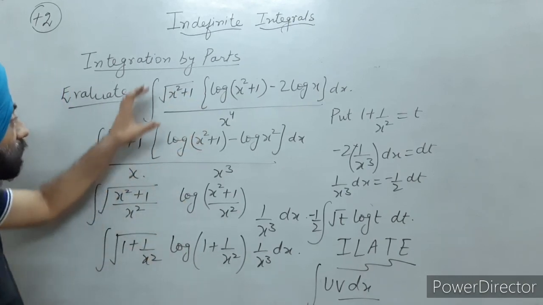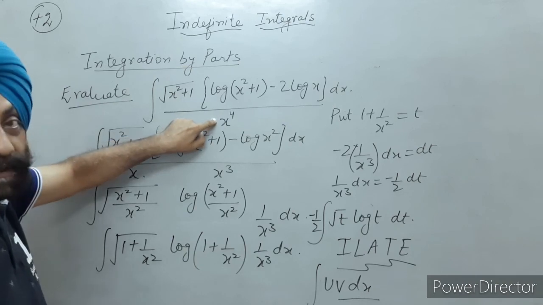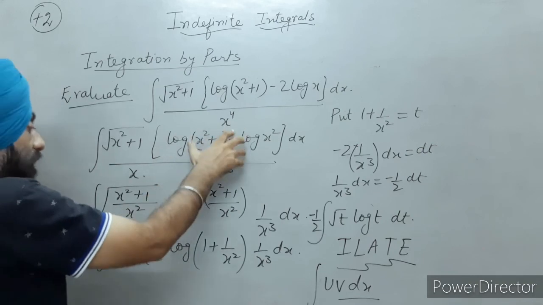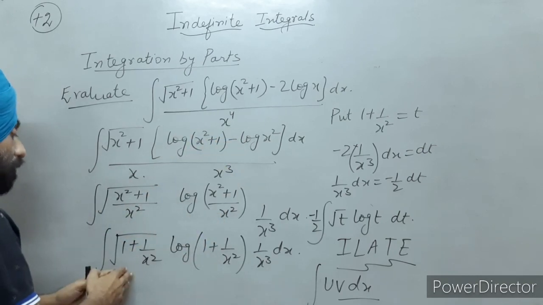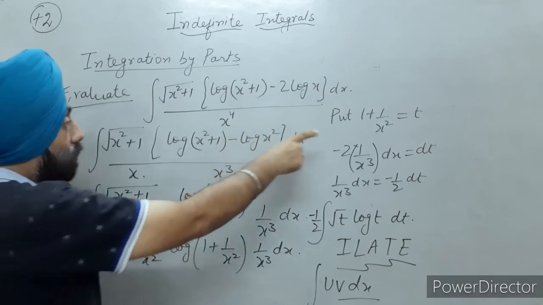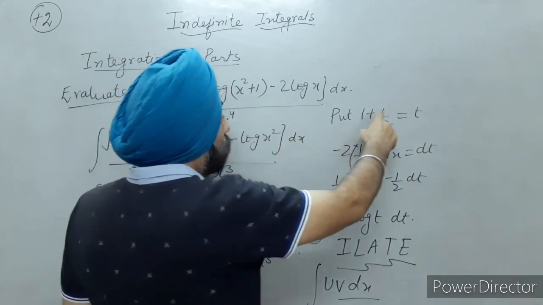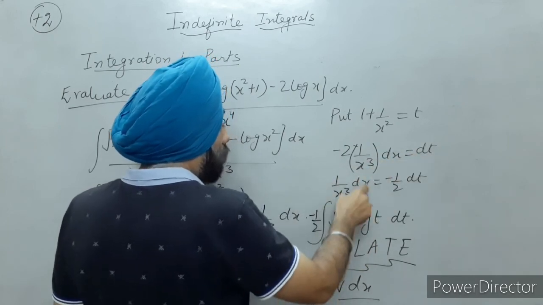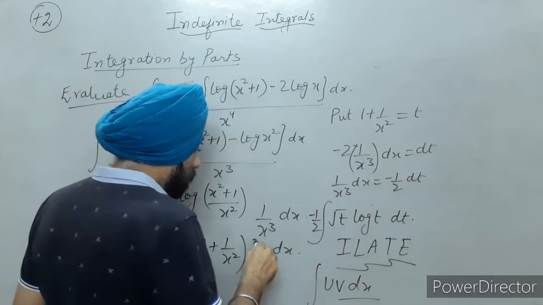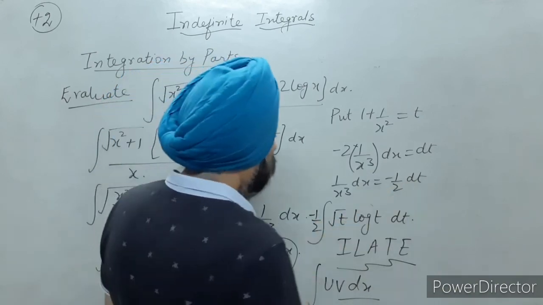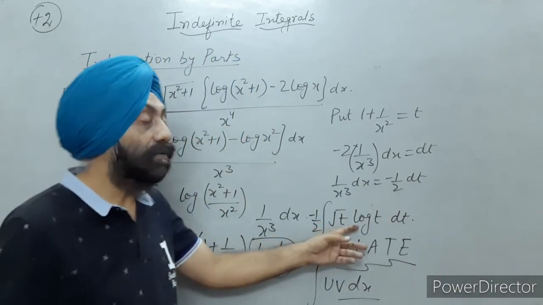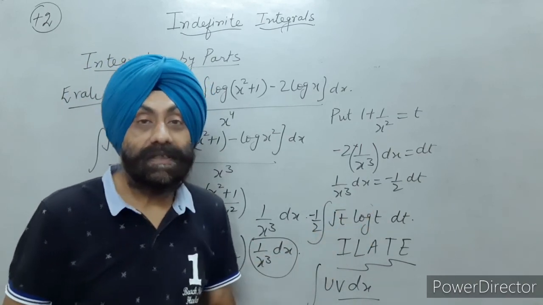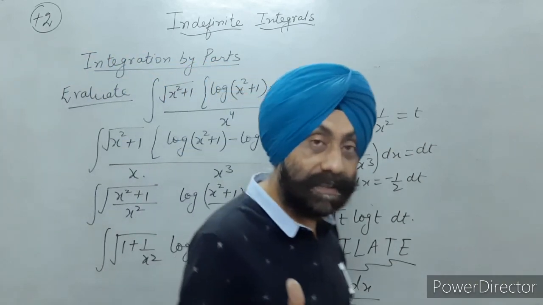What we did was, x square plus 1 under root upon x4 was there. I broke this into x cube, simplified this, I got this thing. Now I substituted 1 plus 1 by x square equals t. Derivative of 1 is 0. Derivative of 1 by x square is minus 2 upon x cube dx is dt. I took out the value of 1 by x cube dx. It was minus half dt. Substituted. Now I can use the ILATE rule over here to solve this integral, right? Hope this is very clear to you.